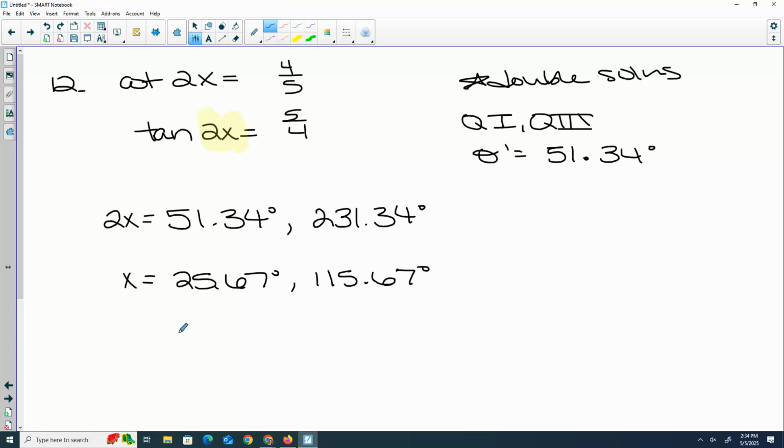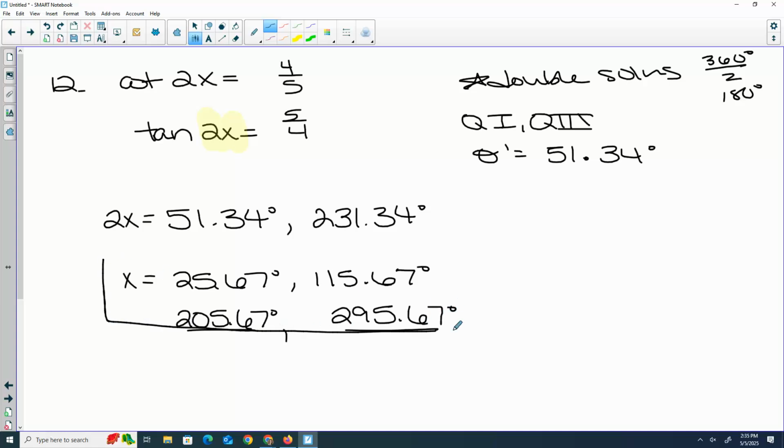We said double solutions. We have 2, so if I want to double it, I get 4. All the way around the circle is 360. Divided by 2 is 180. So we're going to add 180 to each of these. So that gives us 205.67 and 295.6. And those would be our 4 solutions. Is that okay?